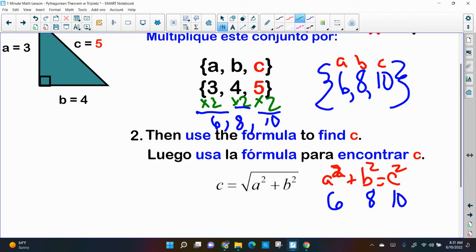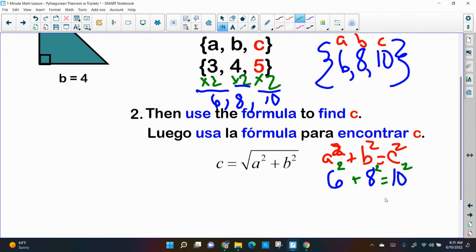I'm going to put back the exponent, the addition sign, the other exponent, and the equal sign on the last exponent. Now, all I got to do to check it out is do my square, get my calculator if I want to, but I know 6 times 6 is 36. 8 times 8 is 64. Hey, this is starting to look familiar. 10 times 10 is 100. Let me put back everything else: the plus sign between them and the equal sign between them.